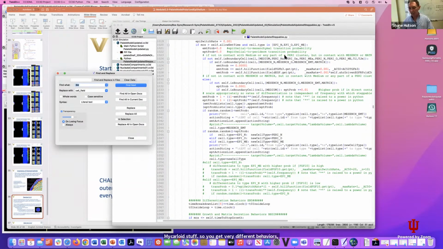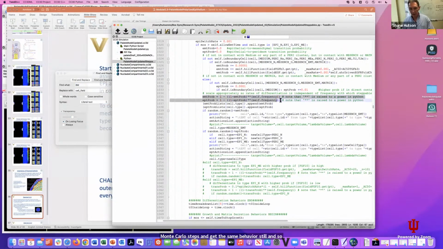And I always want to set these up so that you can get the same behavior no matter how often you call the steppable. You can do some test where you only call it every 100 steps and speed up your simulation. And then you can do a production run where you go back to calling it every 1 or 5 or 10 Monte Carlo steps and get the same behavior still. And so that's what these two lines here, I'm going to highlight them, do.